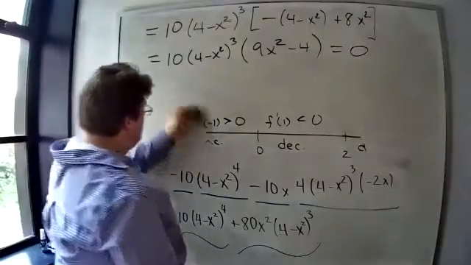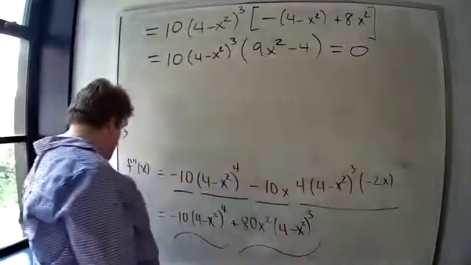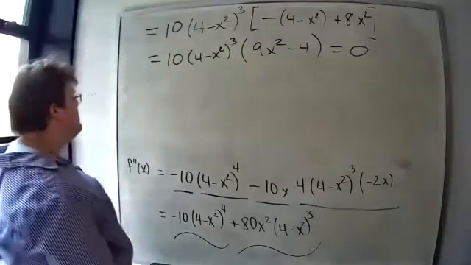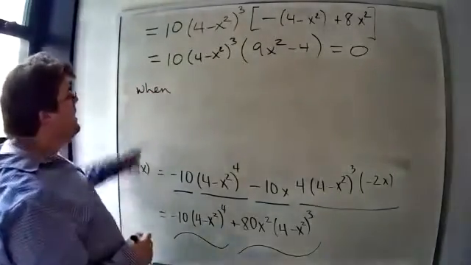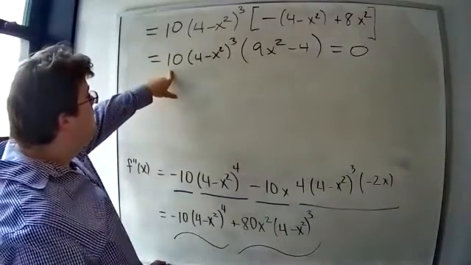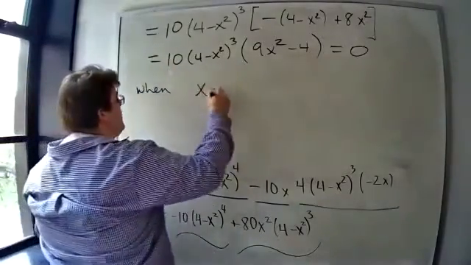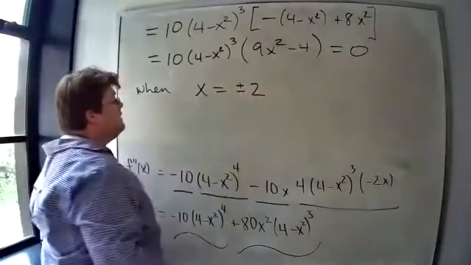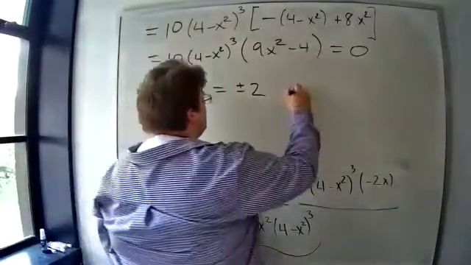Okay. So we want where this is 0, where it's undefined. It's never undefined. Where is it 0? Well, it's 0 when 10 equals 0. That never happens. It's 0 when 3 (4 minus x squared) equals 0. That can happen. It's 0 when 9x squared minus 4 equals 0.